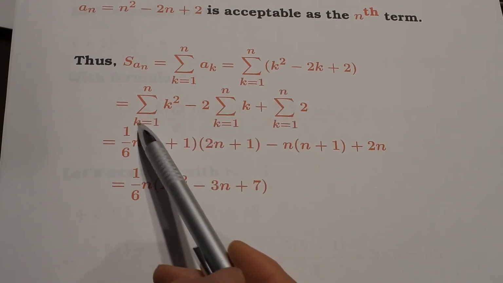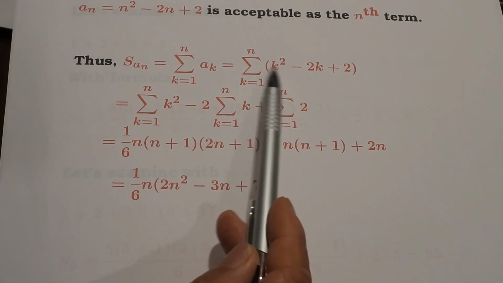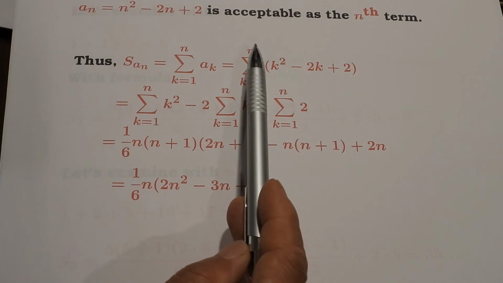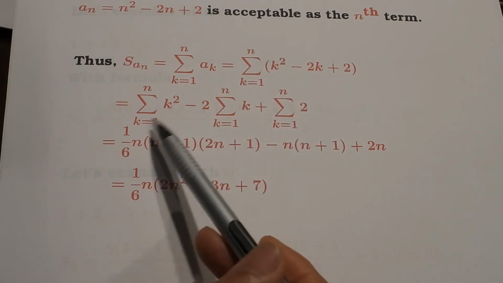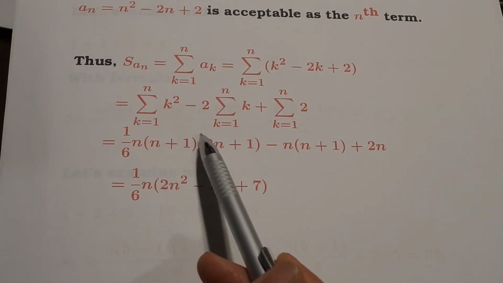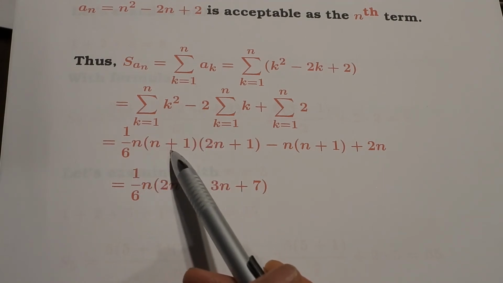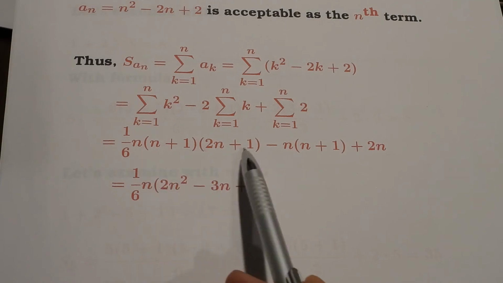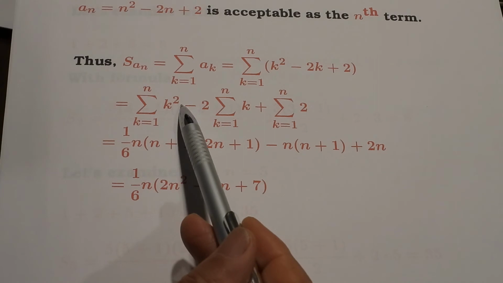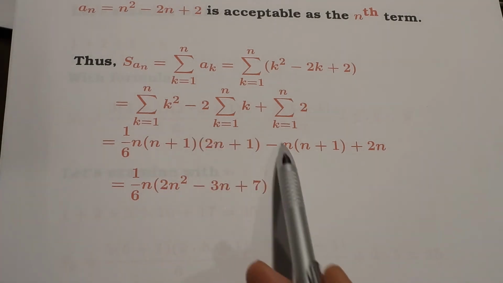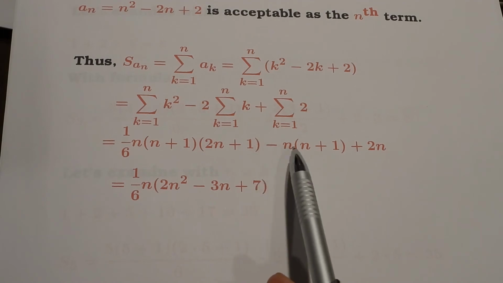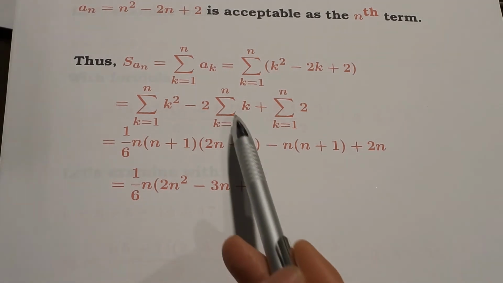Then this part you have sigma k squared minus 2 times sigma k plus 2 times n, because you don't have a k here. For this one, at this moment, I just give you the formula, okay? n times n plus 1 times 2n plus 1 divided by 6. This one is the formula for sigma k squared, okay? And then this part, we already studied in the previous lecture.